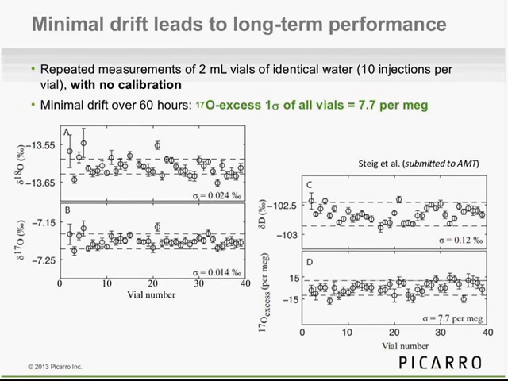So this is basically what I did in the lab: I just lined up about 40 vials of the exact same water, and I just measured it for a long period of time. I was taking 10 injections from each vial, moving through, and I didn't do a single calibration through that process. And I didn't exclude any injections either. This is literally just every injection on there, and what do you see for your precision? For O17 excess, you're down at 7.7 per meg over that 60-hour period. So it's an incredibly stable instrument.